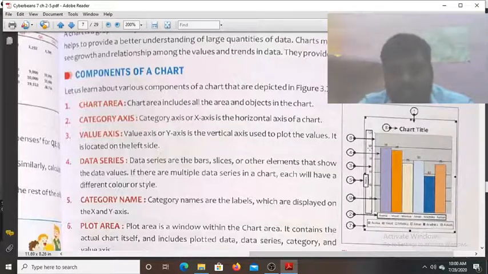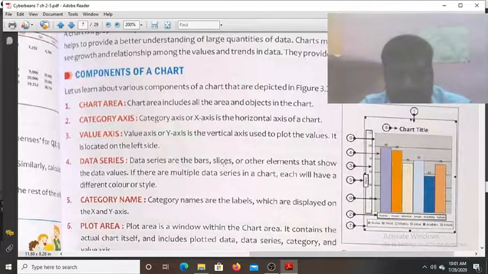Second is the category axis. You can see it here. That's the x-axis, where you give the names of the different bars. Like the names given here: Anshika, Vinod, Monica. All the names of different students are given here. The category axis, or x-axis, is the horizontal axis of the chart. Then the value axis, or y-axis. This y-axis, the vertical axis, is called the value axis, used to plot the values. It is located on the left side.